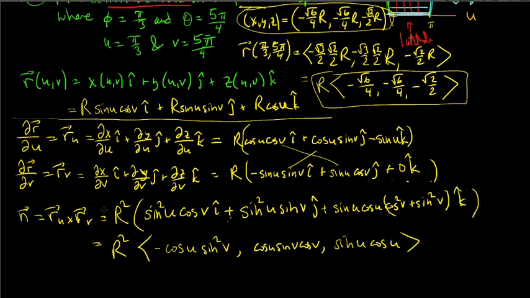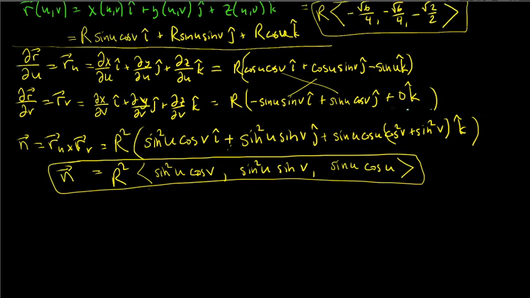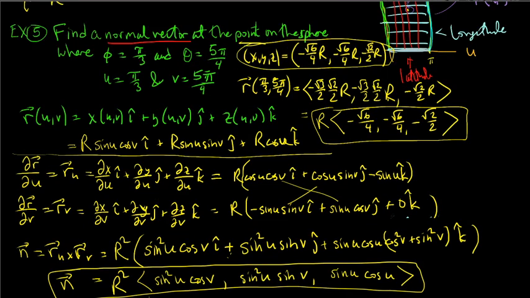Okay. So, yeah. So let me fix this one down here. Okay, so I think that's it. That looks better. It looks more symmetric to me anyways. All right, so that's a normal vector at any u and v.